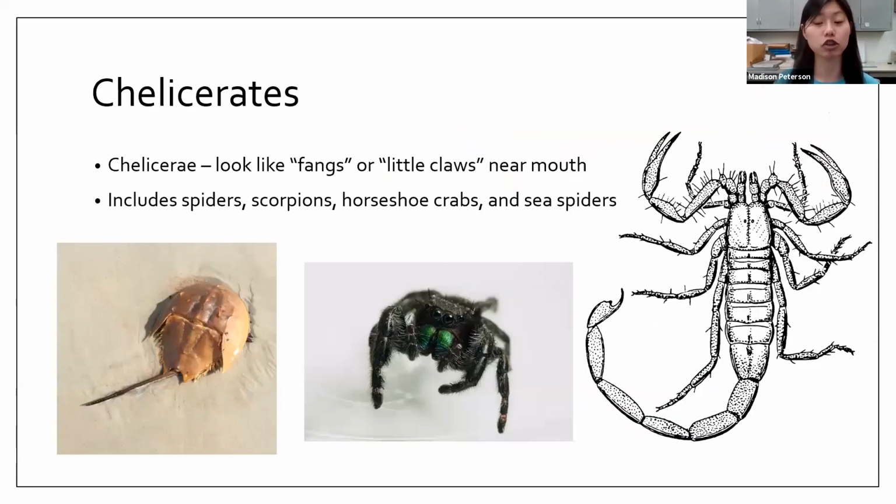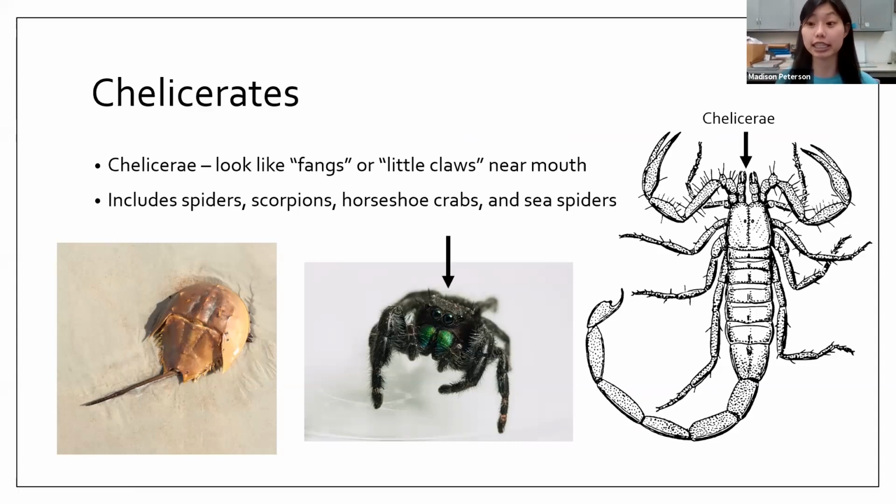So the first group of arthropods are called chelicerates. These chelicerates have structures called chelicerae, and so they sort of look like fangs or little claws near the mouth. And so they help the animal eat. On the right here is a scorpion, and you can see that the chelicerae here just look like little claws, and so that helps the scorpion put food into its mouth.